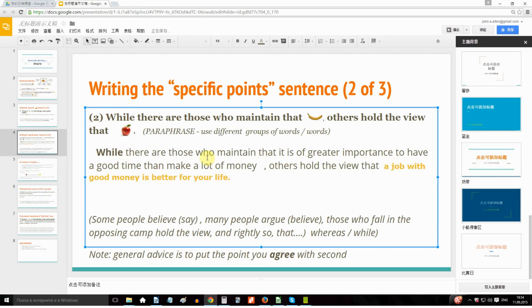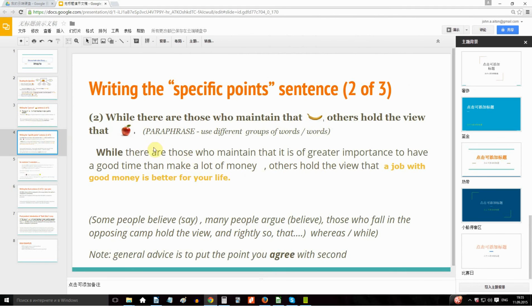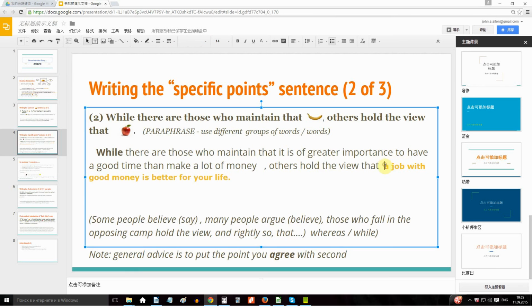Finished. No. Paraphrase. You should paraphrase. What does that mean? Use different words or groups of words than the ones you see here. You should try and change things a bit. Okay? Here I didn't change anything. It's the same, so that's not good.